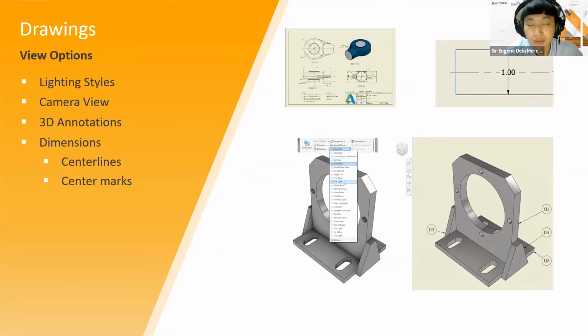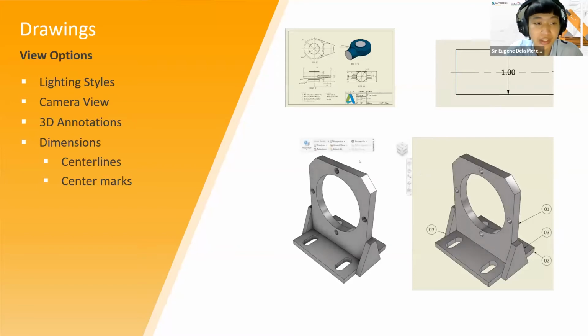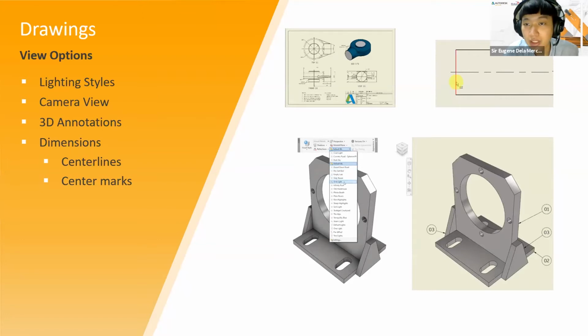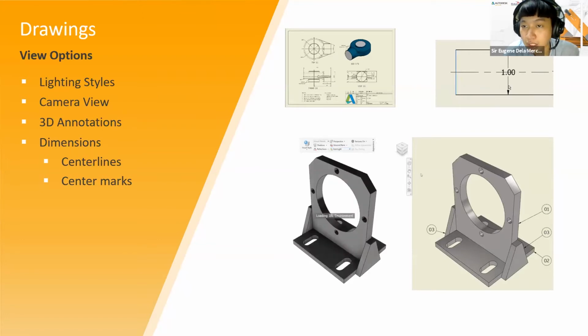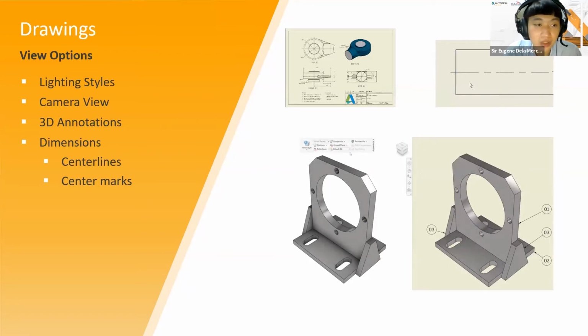We also have, if we place dimensions on our drawing sheets and they have intersecting center lines or center marks, they will now break. As you can see on the top right of your screen, the center line actually breaks as we put our dimension so that we can easily see the dimension itself.